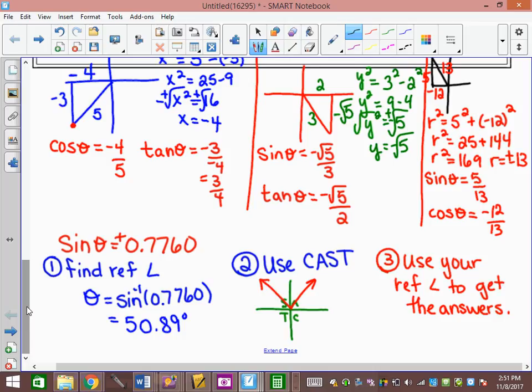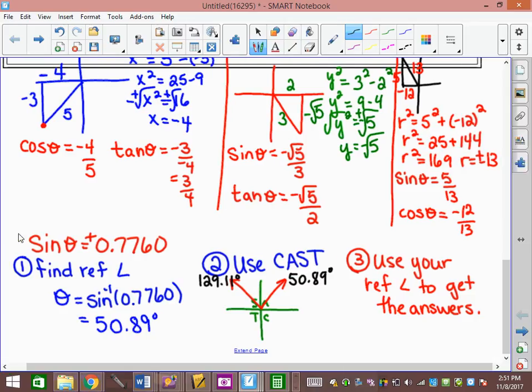So the answer to this one is 50.89 because the reference angle is the same in that quadrant. This one is going to be what? 129 point. Really, round to whatever I ask you to round to, and I only round at the end.